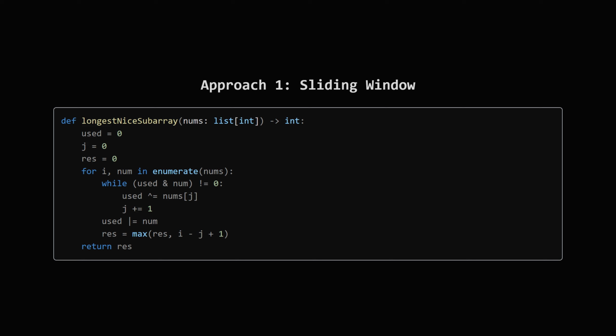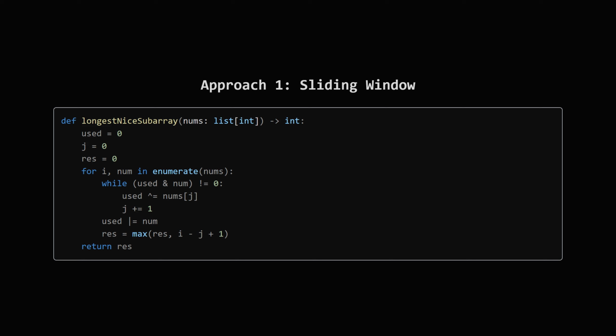We iterate through the nums array using a for loop, with i as the index and num as the current element. Inside the loop, we have a while loop. This while loop checks if the bitwise AND of used and num is not 0. If it's not 0, it means we have a conflict: a bit is set in both used and the current number. So, to remove the conflict from our window, we shrink the window from the left. We XOR used with the element at index j, which removes its contribution, and then increment j. This continues until the conflict is resolved.